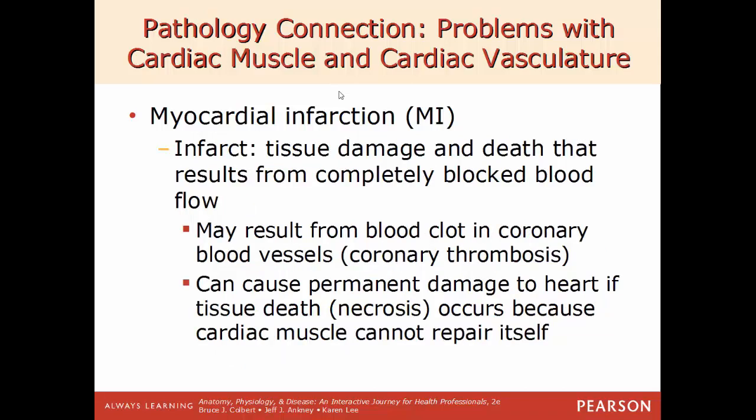Now, an infarct is tissue damage and death that results from a completely blocked blood flow. So a myocardial infarction is actually the tissue damage and death, the infarction of myocardial tissue, the actual heart muscle itself. Now, this could result from a blood clot in coronary blood vessels, coronary thrombosis, and this can cause permanent damage to the heart if tissue death occurs because the cardiac muscle can't repair itself. And once the tissue is permanently damaged, it doesn't get any better. Once it's damaged, it's damaged.